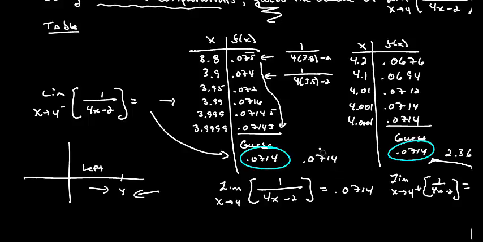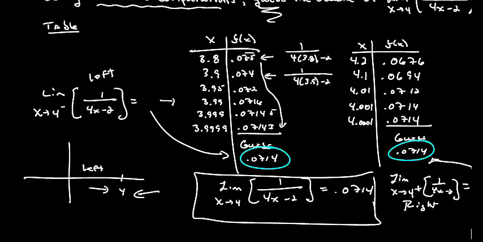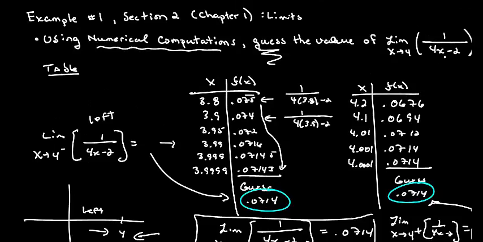Let me erase these guys right here because we're not using those anymore. I don't want you to get confused. So the limit from the right is the same as the limit from the left. And when those are the same, then we just say the overall limit exists as 0.0714.